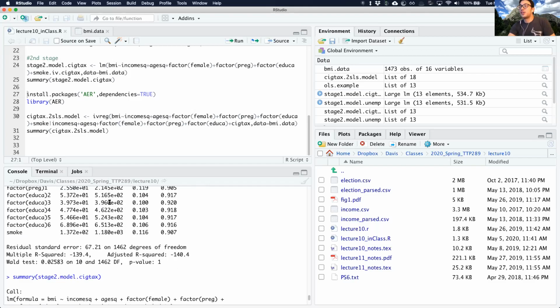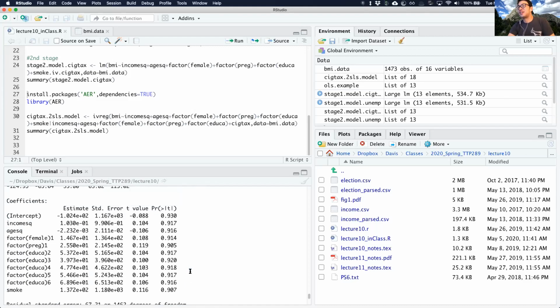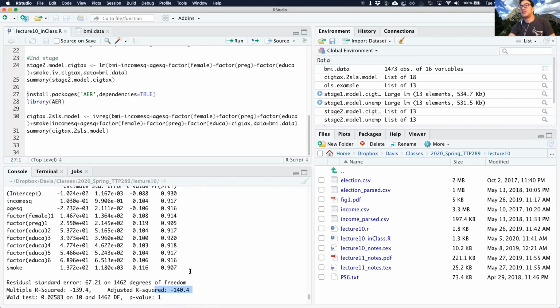Yeah. Also, you'll note the R squareds. You're getting some weird values here. I don't know why they even bother posting these. The R squared is going to look really weird because you're using the predicted values.